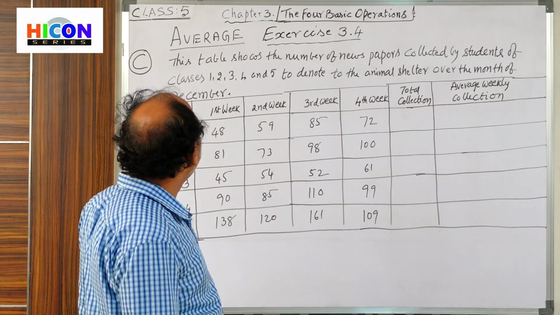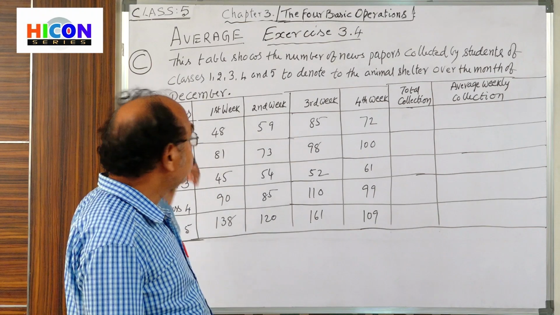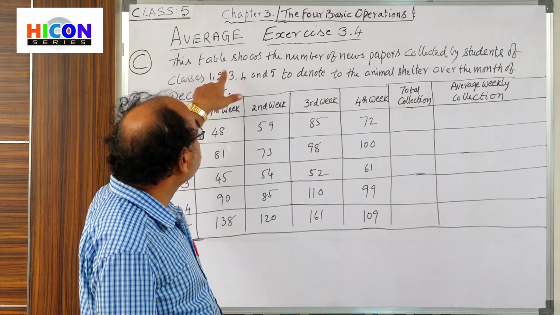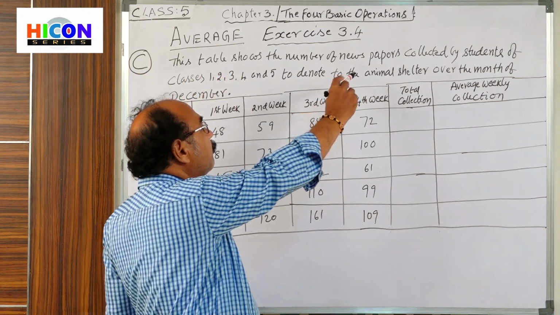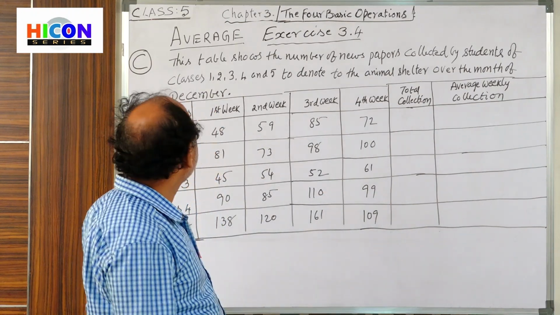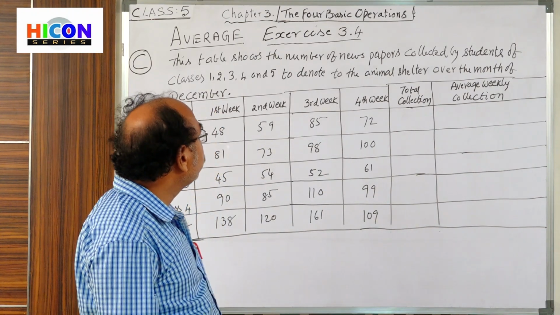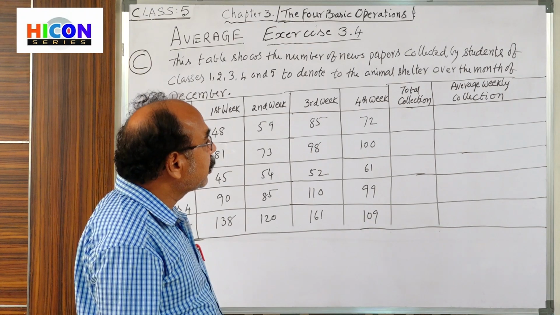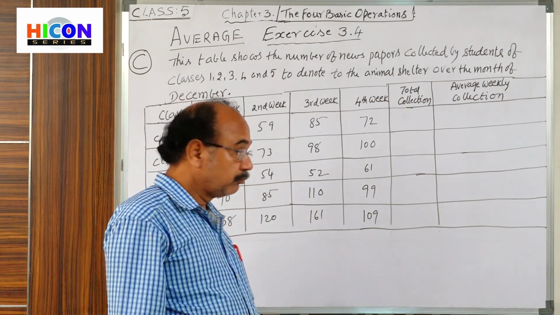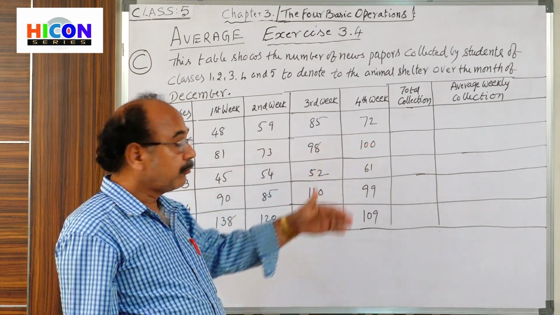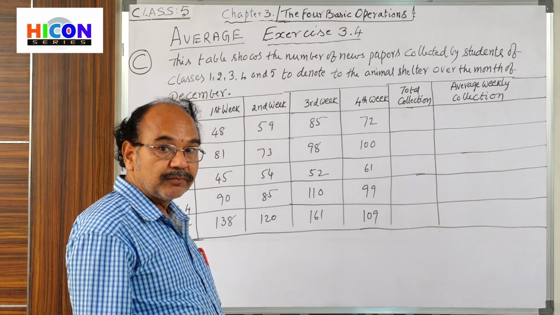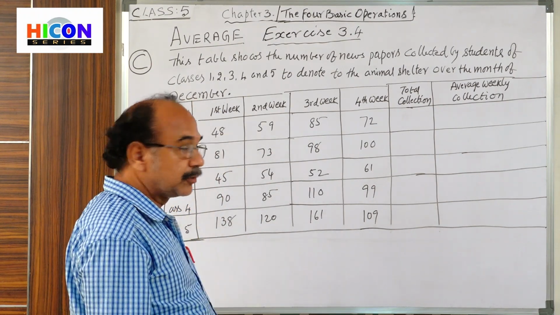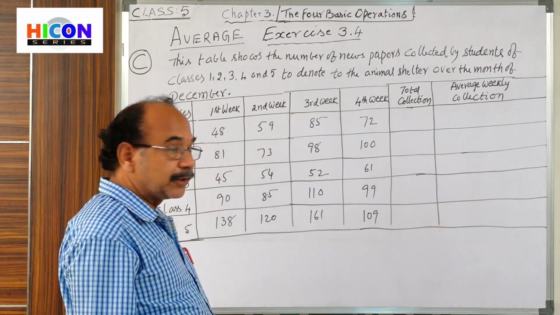See children, now here is one problem under Section C. This table shows the number of newspapers collected by students of classes 1, 2, 3, 4 and 5 to donate to the animal shelter over the month of December. So one tabular form is there. In this tabular form, what are the noted items you see? Classes 1, 2, 3, 4, 5.